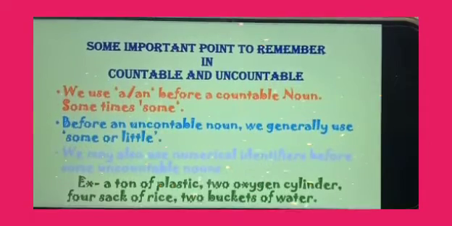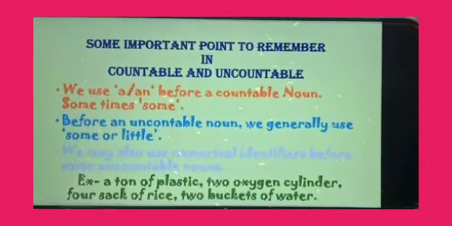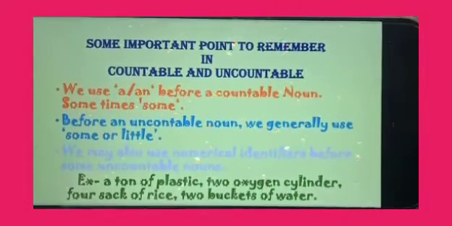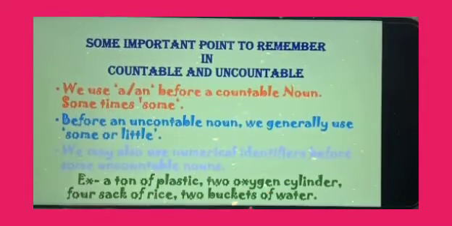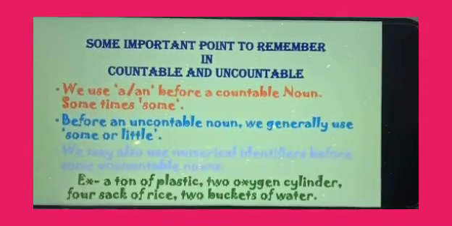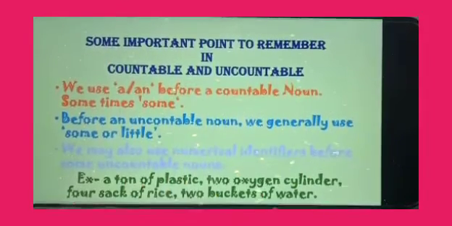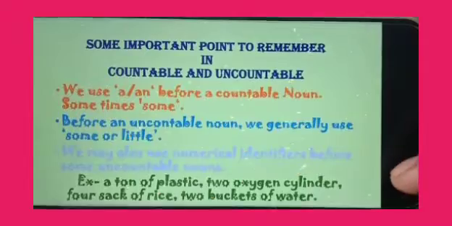Now come to the second example. Two oxygen cylinders. Two, we are able to identify that two cylinders are there, but the oxygen we cannot count because it is air. So before an uncountable noun we are using numerical identifiers. Now we will go further.